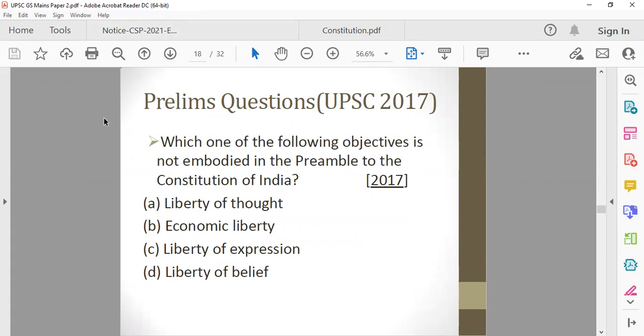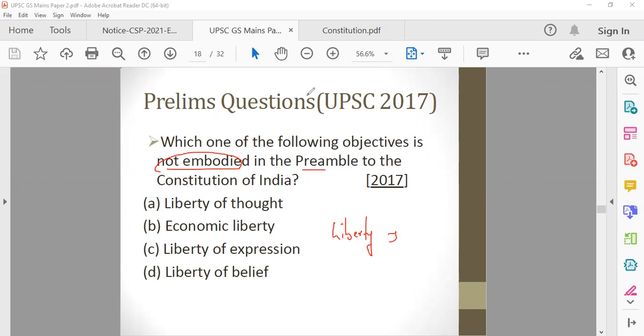So this was one question: which one of the following objectives is not embodied in the preamble? Now, this is a kind of question where, if you have not revised, if you don't remember the preamble, you will find lots of difficulty solving it. They're talking about liberty. If you remember, there was justice in the preamble of 3 types: social, economic, and political. So what are the different types of liberty in the preamble?